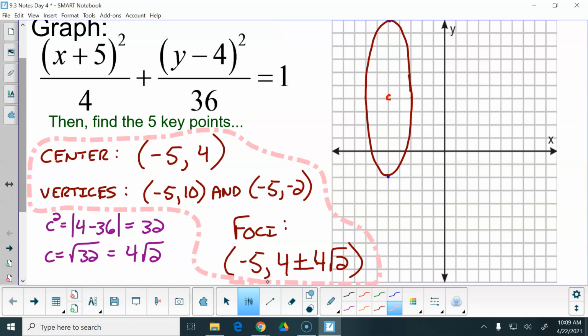1, 2, 3, 4, 5. Because 1 plus 1 minus. You know what I mean? Smell what I'm stepping in.